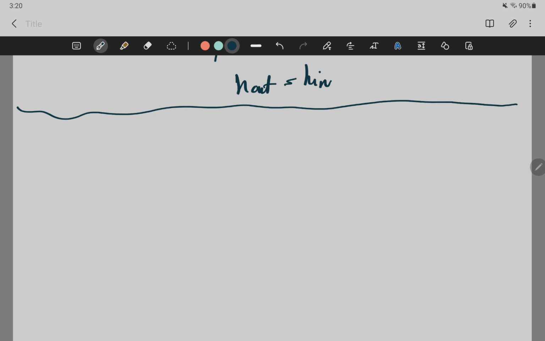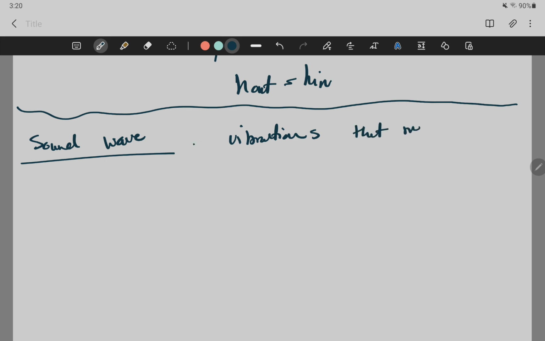Let's talk about sound waves. Who can define the sound waves for me? Vibrations across a medium, right? Vibrations. The medium is air, sound wave. Vibrations across a medium. Vibrations that move. That's what you want to say? Yeah, I guess, yes. What do you say?